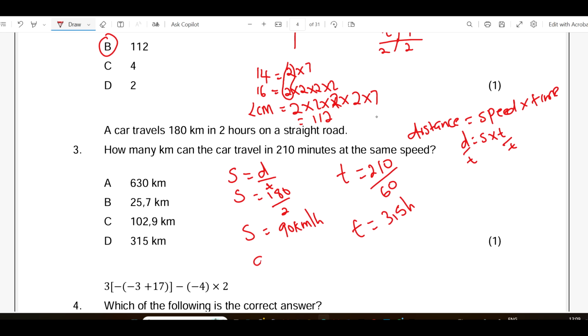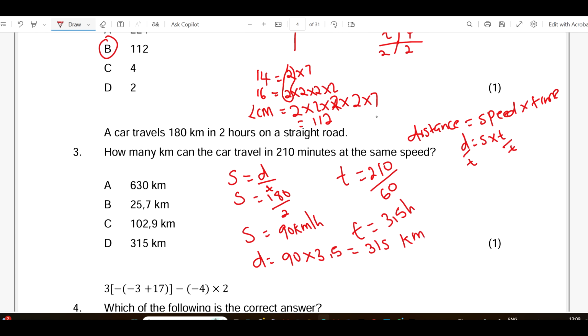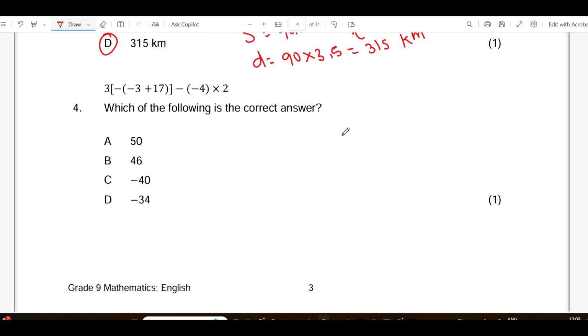So distance is going to be 90 times 3.5, which is 315 kilometers. The correct answer is D. So let's proceed to number 4.